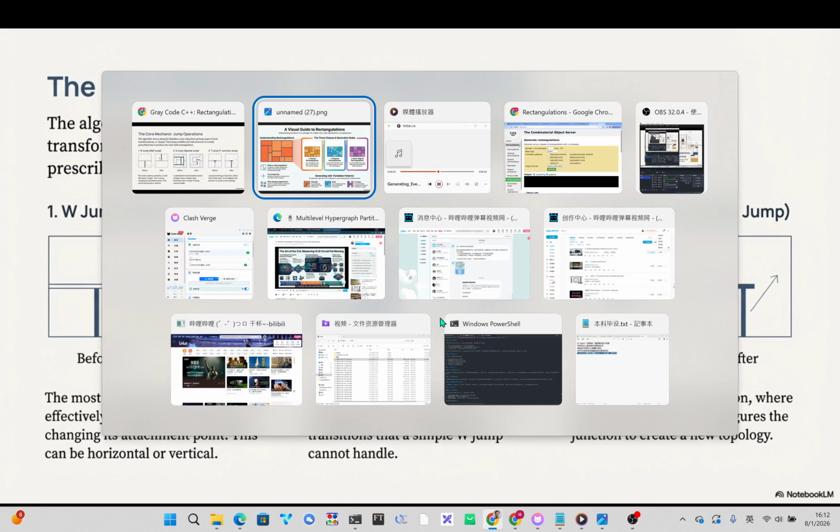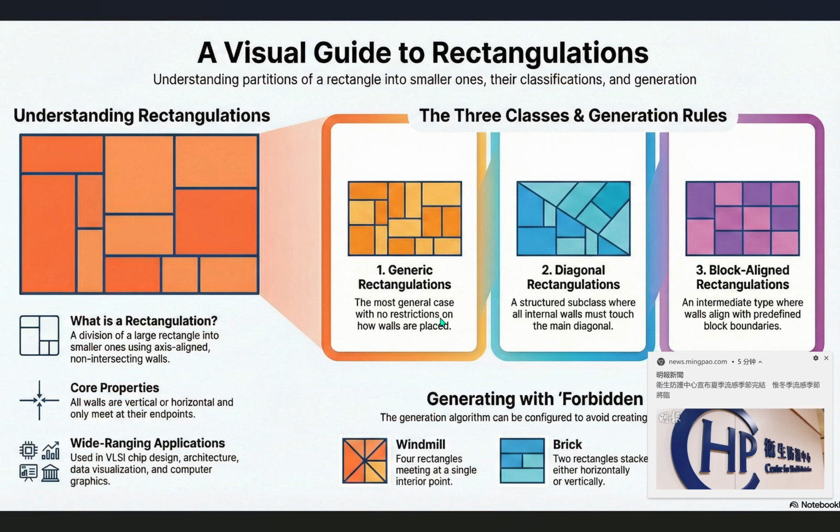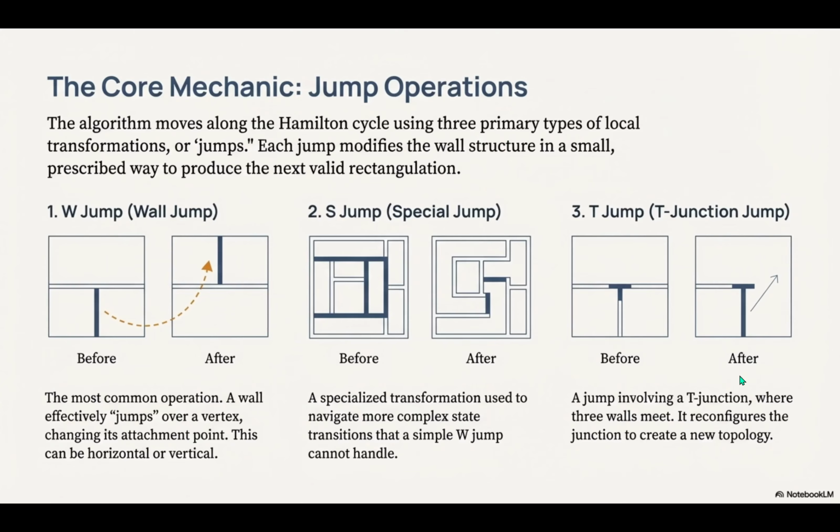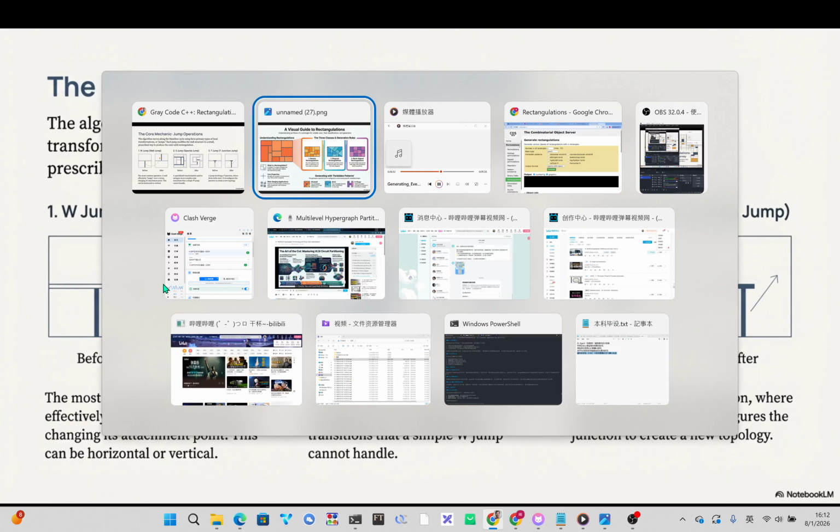So let's get into the choreography of these jumps. What are the actual moves? The transitions rely on a toolkit of 3 main types of local transformations, 3 jumps. Let's start with the workhorse, the W jump. The W jump, or wall jump, is the most common one. It's where a wall effectively shifts its attachment point. Imagine a vertical wall that ends on a horizontal one. The W jump slides that vertical wall just past the junction, so it sort of jumps over the endpoint and reattaches somewhere else. A very slight, very local change.